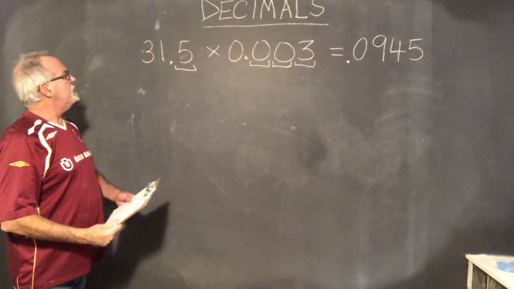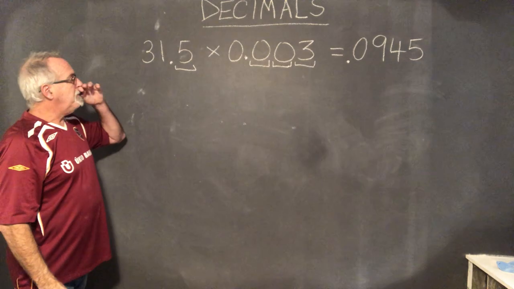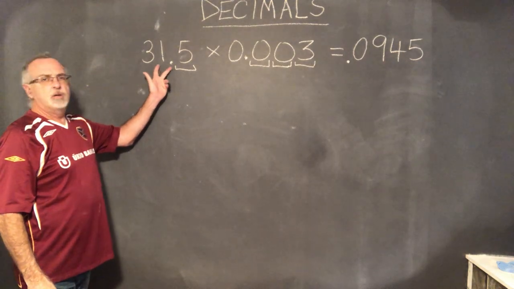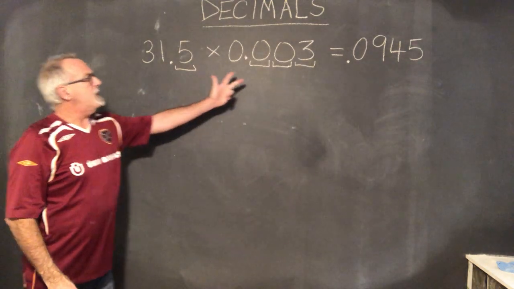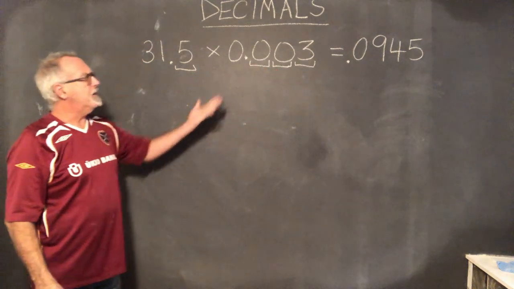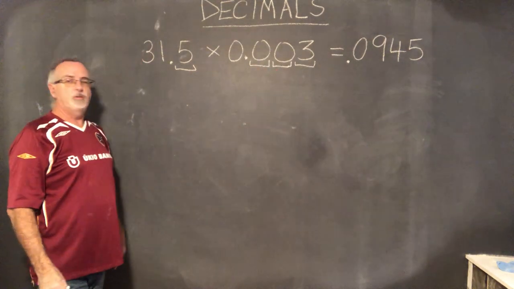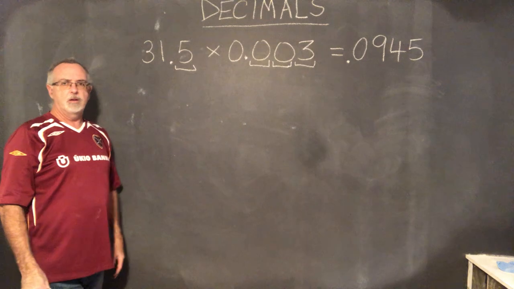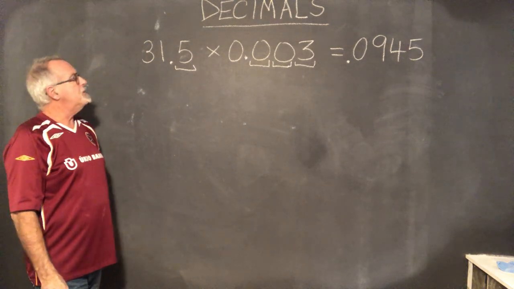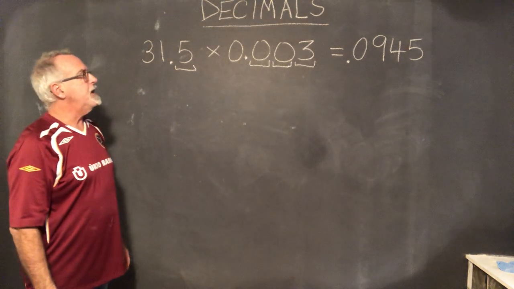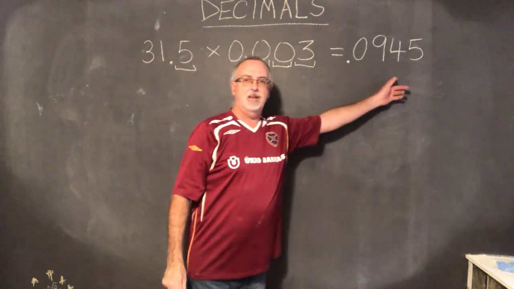Why is it so small? 31.5 is pretty big. Let's ballpark this. 32-ish, 31-ish or 32-ish. But the other factor, I almost have to ballpark it to the zero. Huh. So it should give a really small answer. 0 times 32 or 31. 0 times 31, 0 times 32 is zero. So I should get an answer that's kind of close to zero, and I did.